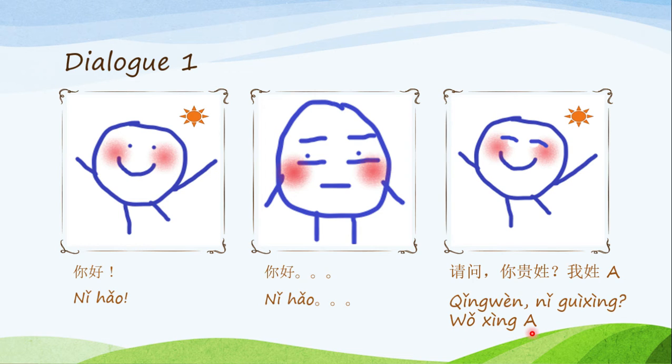我姓 A. 请问 means, remember, this is like a question, and this is like to invite, or excuse me, or please, something kind of like that. So when you put that together, 请问 means excuse me. 你贵姓? 我姓 A. 你 means you. 贵 is honorable. 姓 is surname. So 请问 excuse me. 你贵姓?